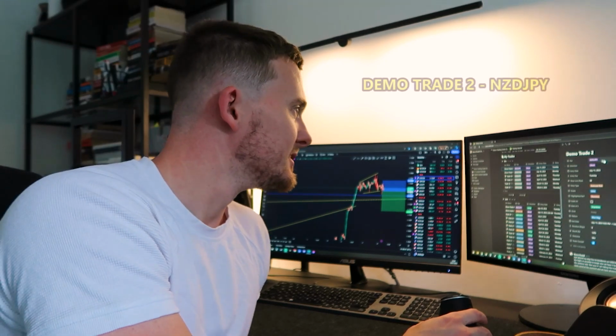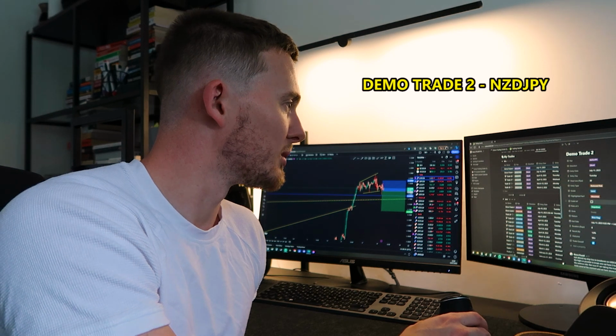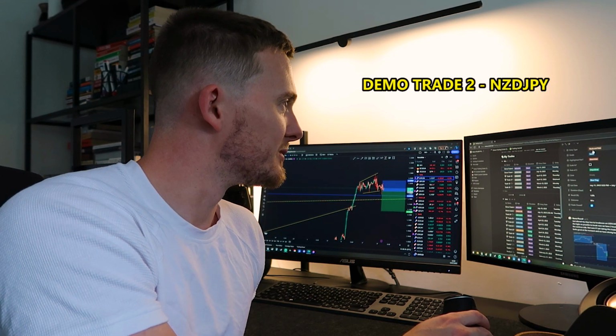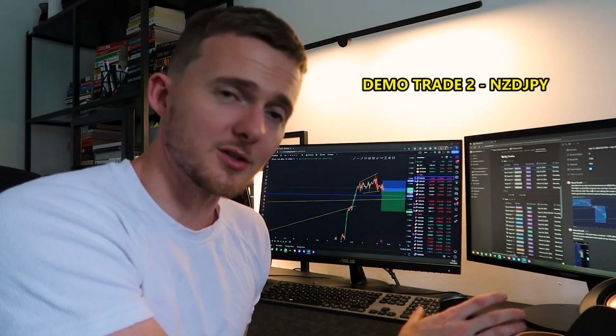So the next demo trade was Kiwi Yen. Again, filled out all the details, pair, direction, and so on. This one was on the watch list. I marked it as valid with a reduced risk. This is a bear flag. So before I entered, this is what I wrote.